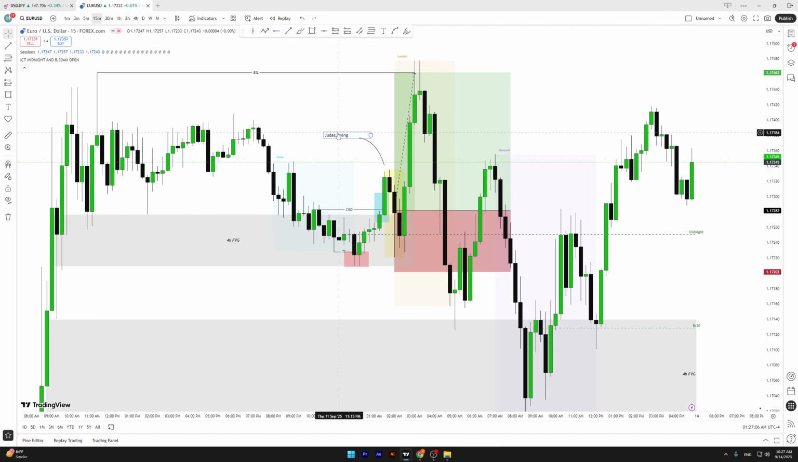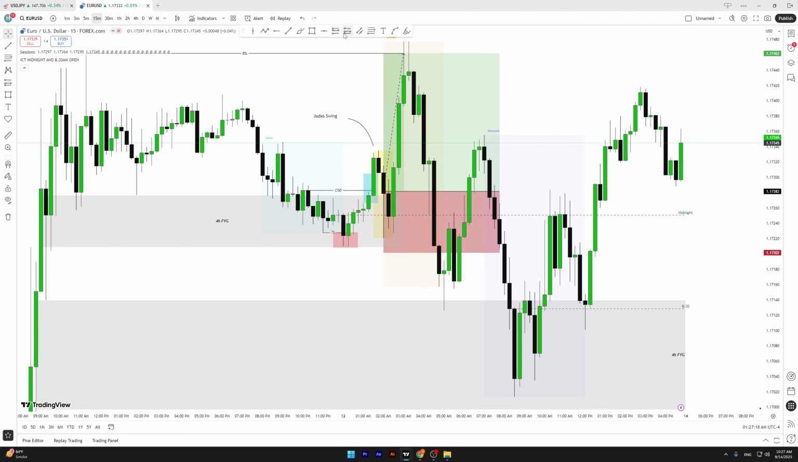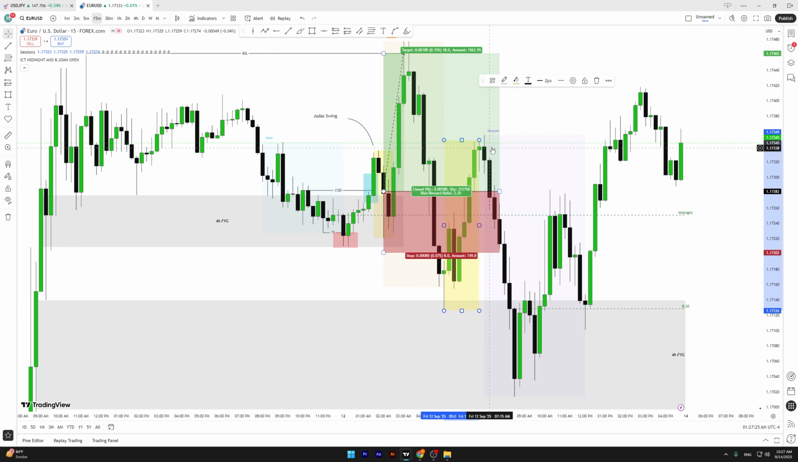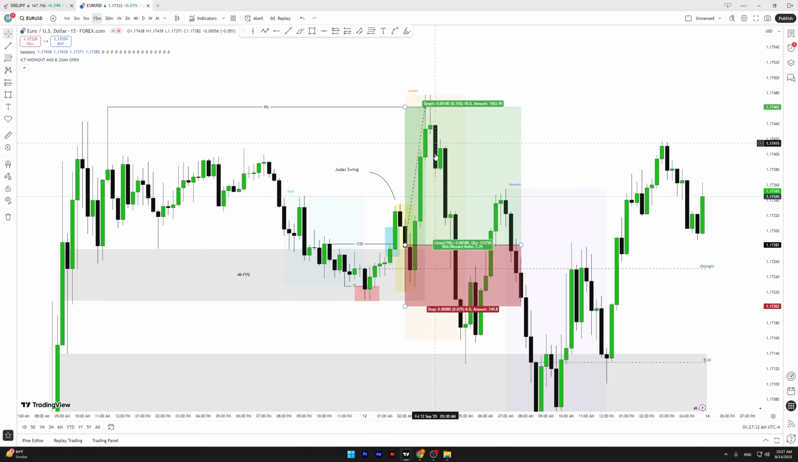Basically the Judas swing is the swing that creates a fake move before the real move is created, before the London and New York session. As in this scenario, you can see price created a Judas swing. From this is the Judas swing before the New York session, and then gave a real move to the downside. And same in this scenario, price created a Judas swing. This was the Judas swing, and then gave a real move from this FVG.